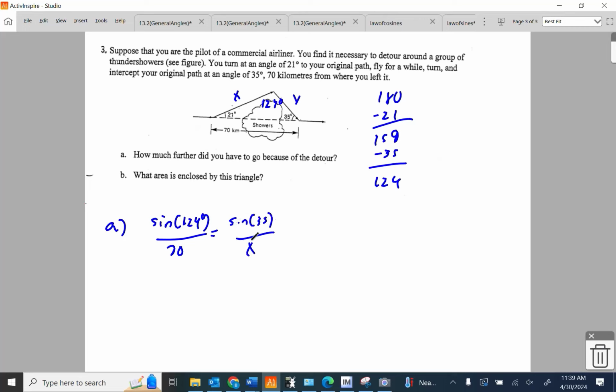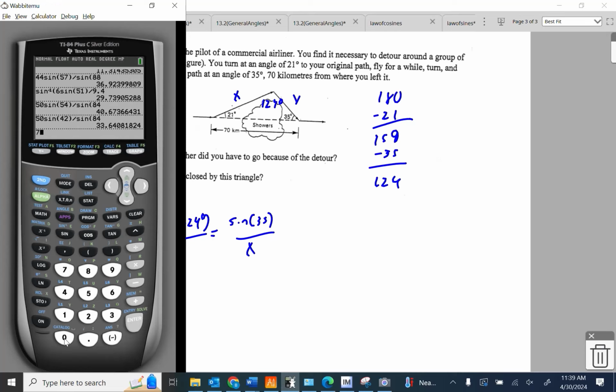And I don't feel like writing all this down. I'm going to do 70 sine of 35 divided by that guy. 70, hopefully that makes some sense to you. I'm cross multiplying, that gives me 70 sine of 35. Now I'm going to divide by the sine of 124. 48.43.